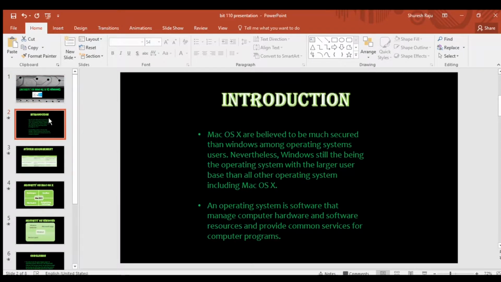Okay, let me start with the introduction. What is an operating system? As we all know, an operating system is software that manages computer hardware and software resources and provides common services for your computer programs. In general, Mac OS is believed to be much more secure than Windows among operating systems. Nevertheless, Windows still has a much higher user base. There are other factors as well, like their prices and availability.